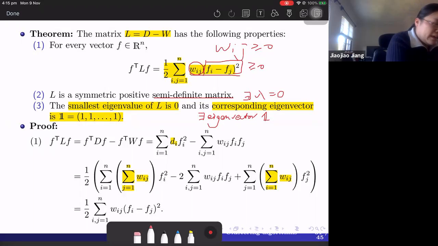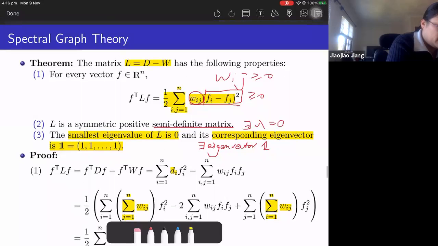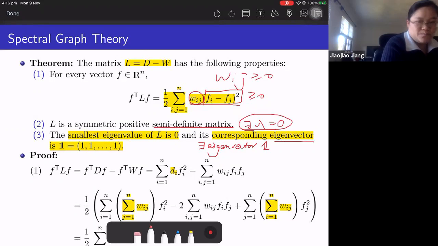Again, according to linear algebra, if a matrix is symmetric and positive semi-definite, then all of its eigenvalues are real and non-negative. So from the last property, we can see that the matrix L has an eigenvalue equal to 0, and we can get a very special eigenvector for the corresponding eigenvalue, which is the indicator vector 1. Those properties are very important.